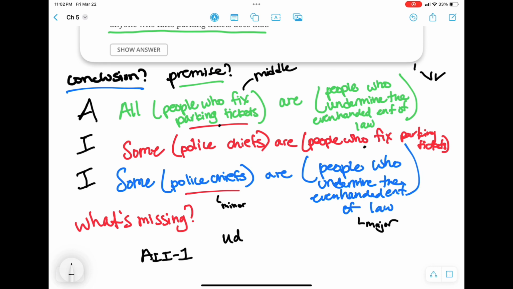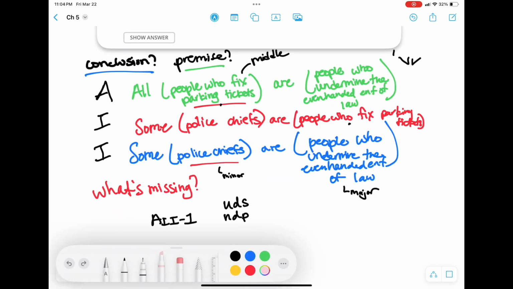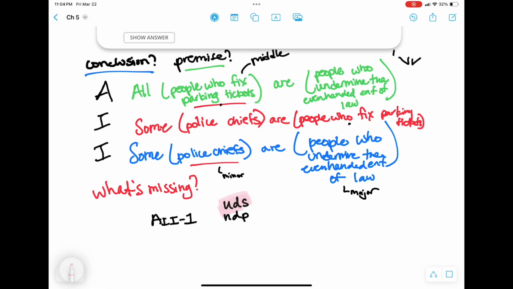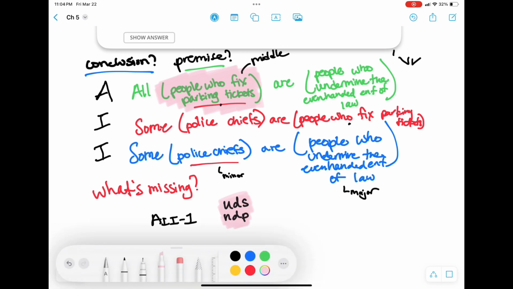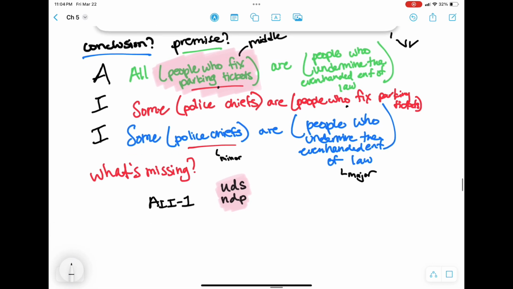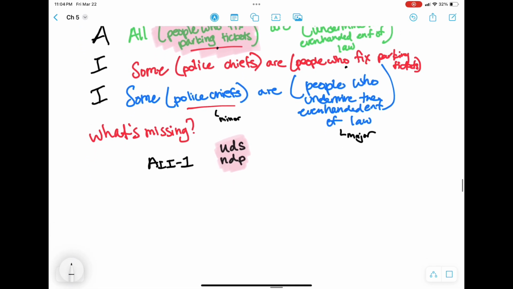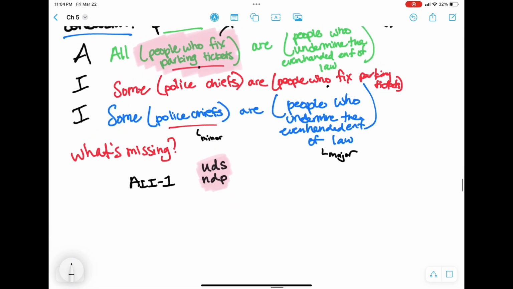Is this a valid argument form? Well, let's first check the rules. Remember, universal distributes subject, negative distributes predicate. So let's see which terms are distributed here. We don't have any negative. We have one universal, so that subject is going to be distributed. So that's the middle term, so that's good. Middle term distributed in at least one premise. Nothing's distributed in the conclusion, which means we don't need to worry about that. We have an affirmative. We have a particular. So it doesn't look like we're breaking any rules.